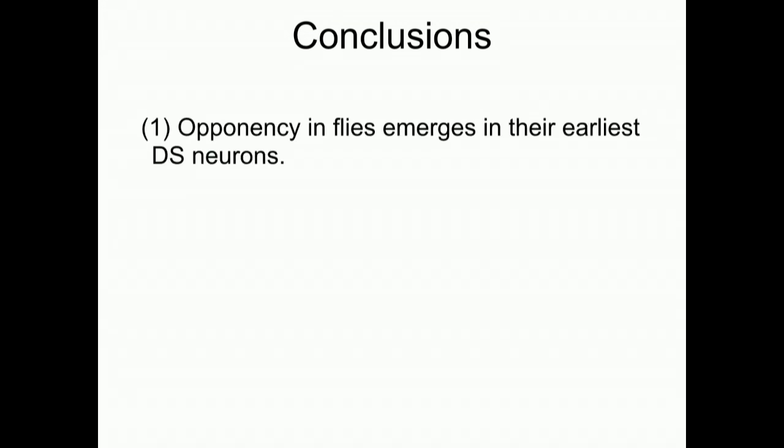Okay, so I think I'll stop there. What we found is that direction opponency in flies emerges at the first direction selective cells. This is different from where opponency has been seen in the past in many direction selective circuits, where it has primarily been observed in second order neurons. The mechanism provided in those cases has been two inputs with opposed tuning, one excitatory and one inhibitory. So it's surprising that we see this same property in first order neurons.